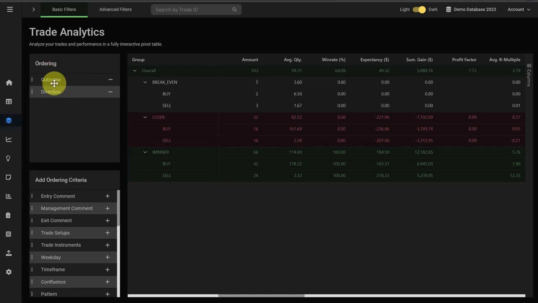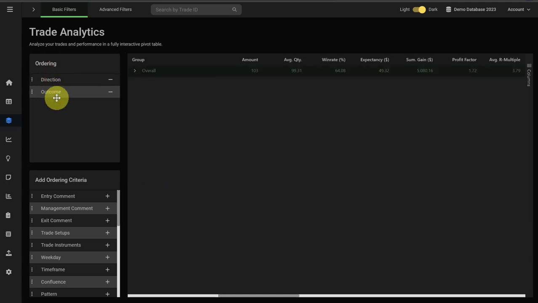You can also switch the ordering criteria around if you want to have the direction on the first level and then the outcome. And this is then how it looks. On the first level, when we open the overall, you will see that you have your buy and the sell, or long and short at the first level. You have your breakdown here, you have 60 longs versus 43 short positions.